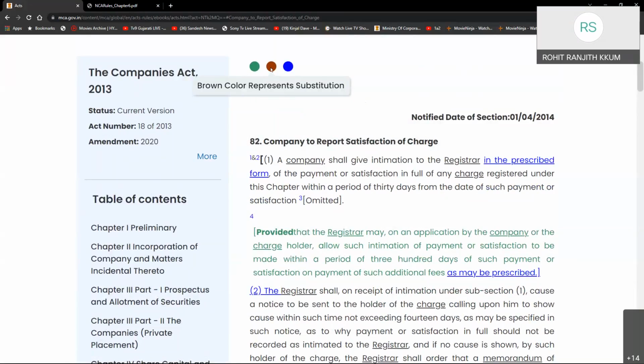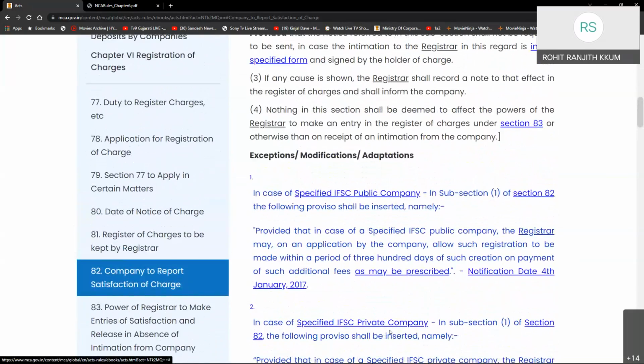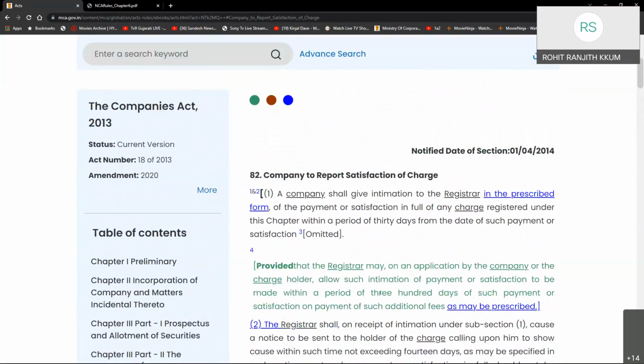Brown color is the substitution. Substitution means the old provision got removed and in its place the new one got inserted. And blue color represents the exceptions, modification. So in these paragraphs, the color of the font depends on this. The colors of the fonts are not for decoration. Each and every color has one meaning. So green color says insertion, brown color replacement or substitution, and blue color is the modification or the exceptions. All right.